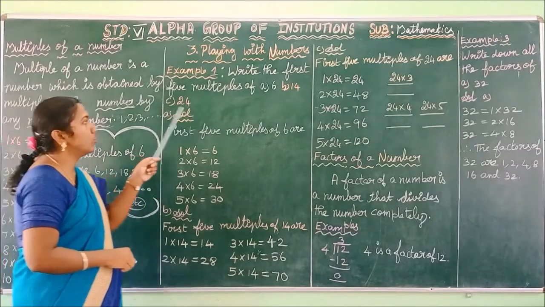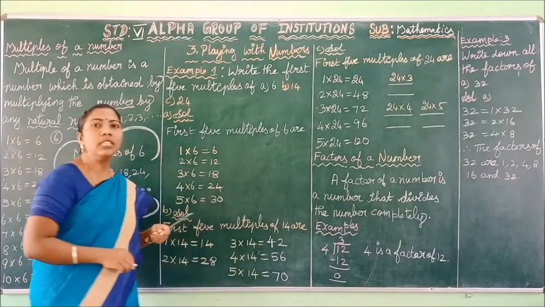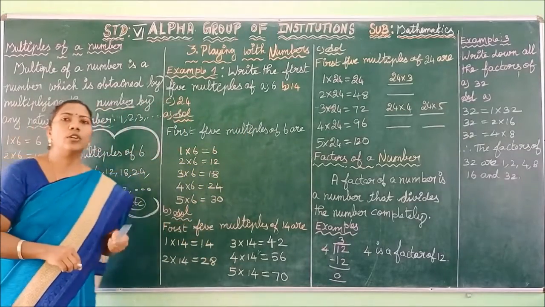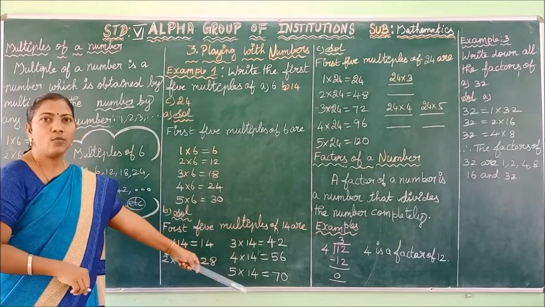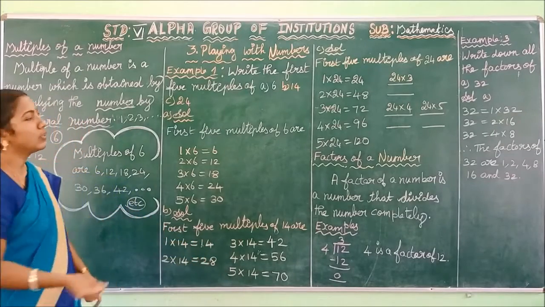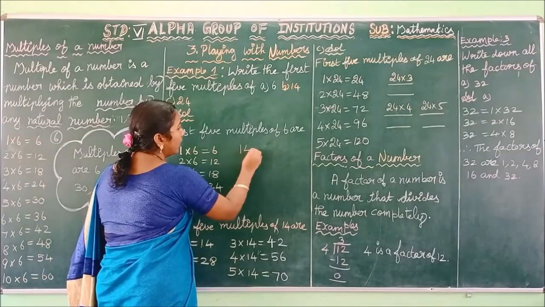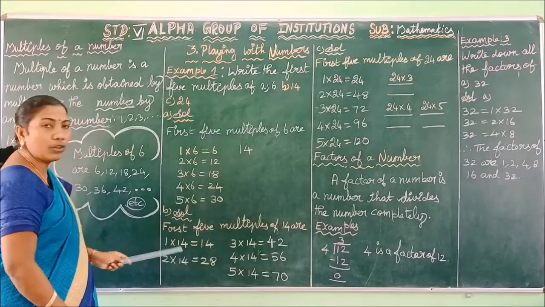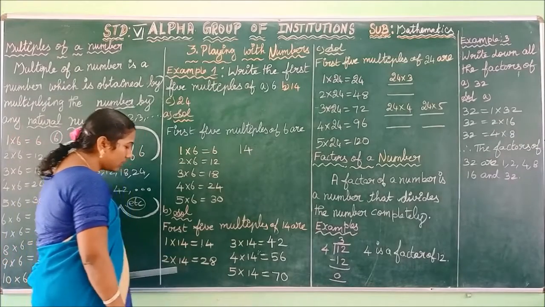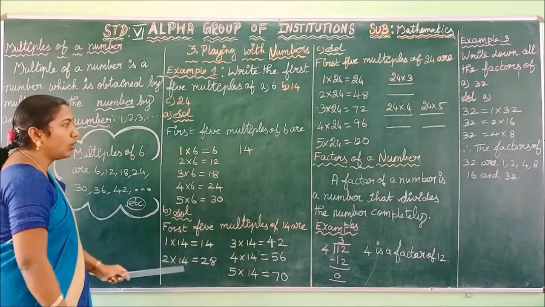Okay. See the next question. The given number is 14. If you know the 14 times table, you can easily write the first 5 multiples of 14. If you don't know it, you have to multiply the given number. So what is our given number? 14. First, you can easily write 1 times 14 is 14. So 14 times 2 is also easy. 4 twos are 8, 1 two is 2.